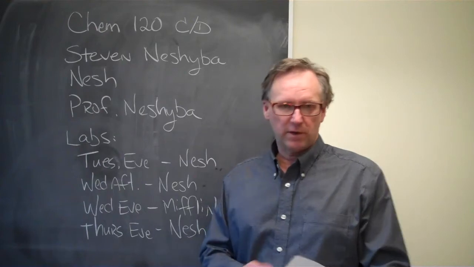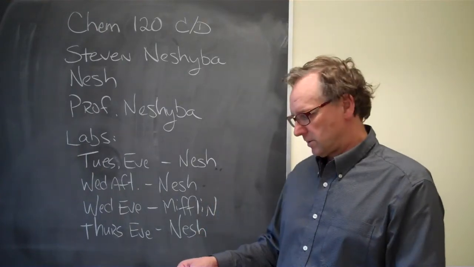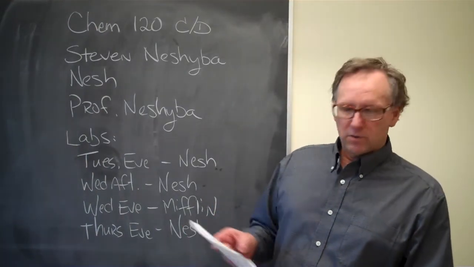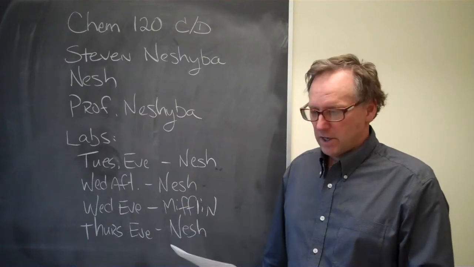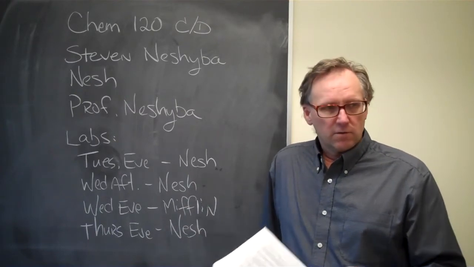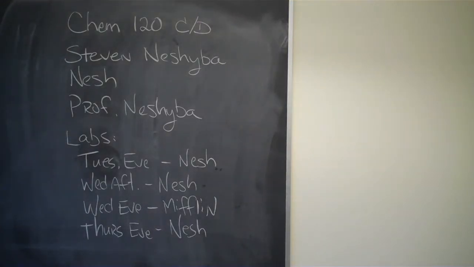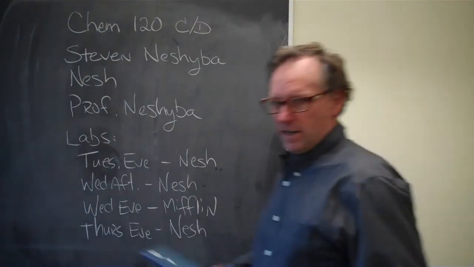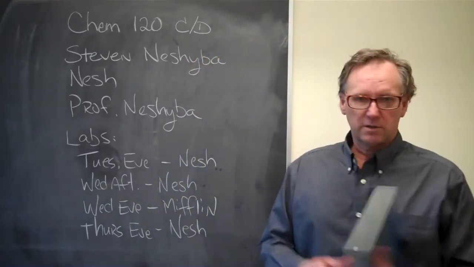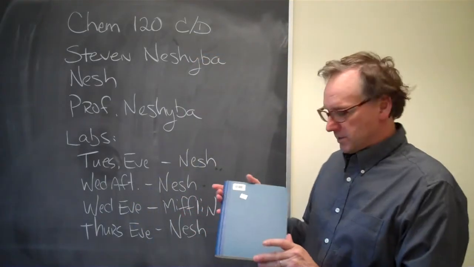Let's see, the text. We all know the text is the same as the text last semester. Materials: a calculator with scientific notation and logarithms. For lab, you have to have a laboratory notebook and goggles. And let me just show you. I'll bring this to class, but it's going to be different laboratory notebooks from what you had last semester.